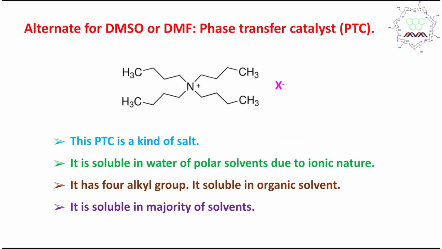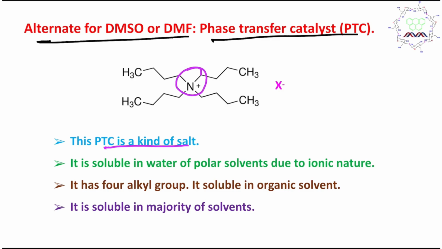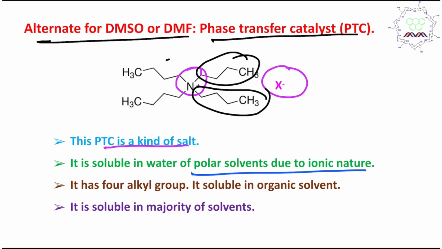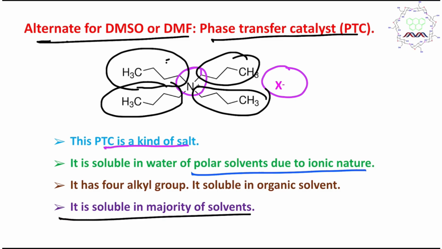Now, an alternative to DMSO or DMF is PTC. Why? Because PTC is actually a polar molecule. Not only that, it is soluble in both organic as well as aqueous medium, and it is actually kind of a salt. Because of this salt, with distinct cation and anion, it is soluble in polar solvent. Not only that, it has 4 big alkyl groups. Right now here I have taken tetrabutyl, but other long chain compounds are also possible, and that's why they are soluble in both organic as well as inorganic medium. And another interesting point is that it is soluble in the majority of solvents.